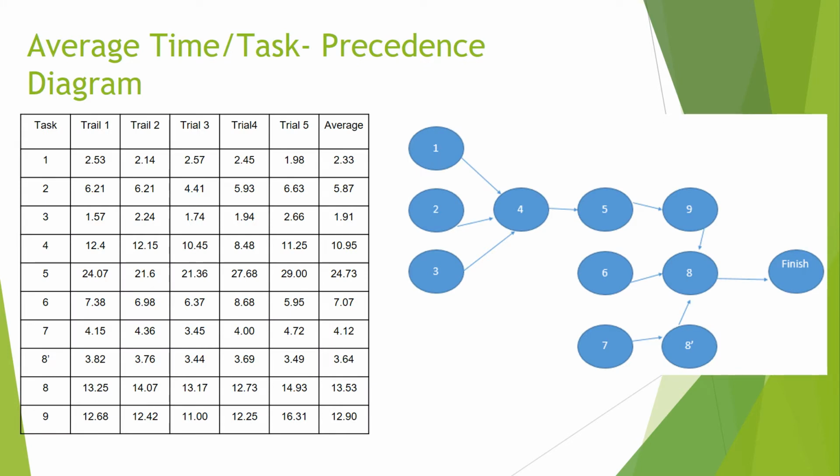So here's an image of our precedence diagram that we came up with. These numbers correlate to the previous slide where the tasks were described. As you can see on the left, we also have a table with the trial numbers and the average times to complete each task.